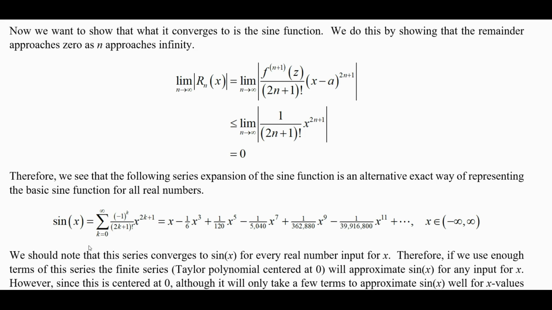And so this gives us an alternative, exact way of representing the basic sine function for all real numbers. Sine of x is a sum from k equals 0 to infinity of -1 to the k over 2k plus 1 factorial times x to the 2k plus 1. That's x minus 1 over 3 factorial x cubed plus 1 over 5 factorial x to the 5th minus 1 over 7 factorial x to the 7th and so forth. You get to see some of those terms worked out there.